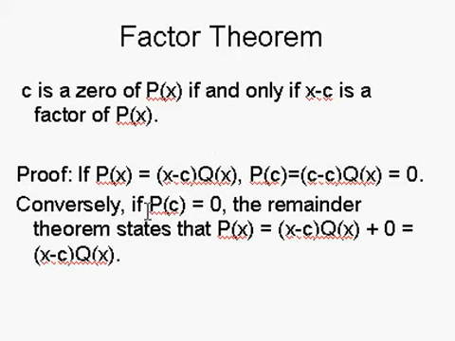The other way, if p of c is equal to 0, well, the remainder theorem then says, together with the division algorithm, that we'll get p of x is equal to our divisor, x minus c, times the quotient plus the remainder of 0, which shows us that p of x is equal to x minus c times q of x, or in other words, x minus c is a factor. So, just a formal mathematical proof that x minus c is a factor if and only if c is one of the roots.